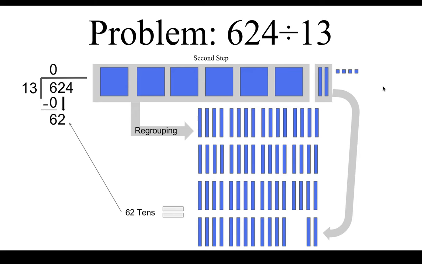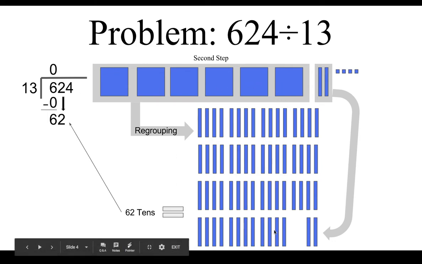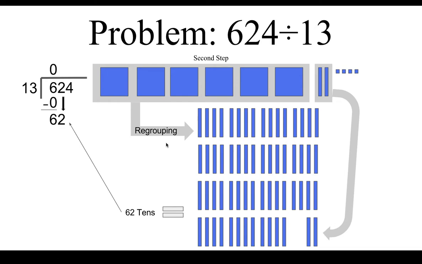And then the second step is to bring down the 2. And when we say bring down the 2, we really mean that we need to regroup. So we need to regroup 600s into 60 10s, and then we can add the original 2 10s to get 62 10s. And that's what we mean by bringing down the 2. It's really bringing down the original 2 and regrouping. And this way, now we can break up the 62 into the 13 groups, while we couldn't do that with the 600s.